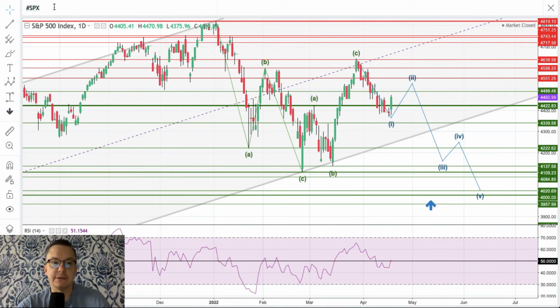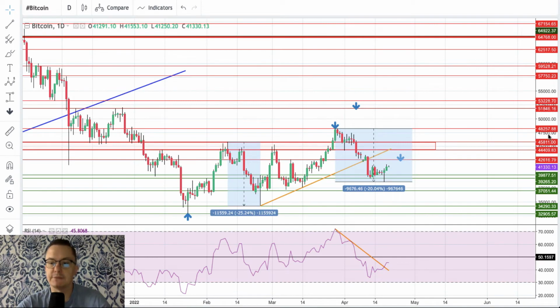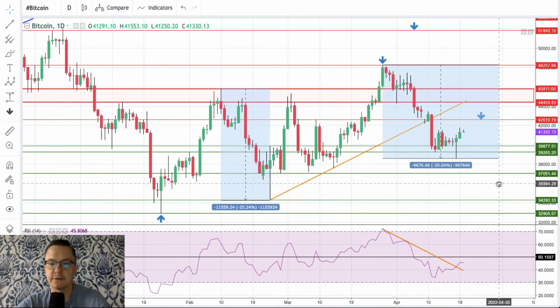Okay, so last but not least, let's of course take a look at Bitcoin. What is Bitcoin doing? Well, Bitcoin is not doing much. That's my first conclusion. We made this hammer pattern. We have the confirmation. Right now we should head towards 42,616 in order to test this level, and then 44,409 and 45,811. This is the supply zone. However, with the recent high at 48,257, this supply zone might not be as strong as it used to be.